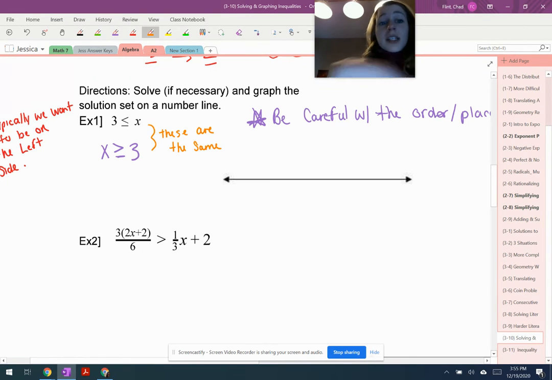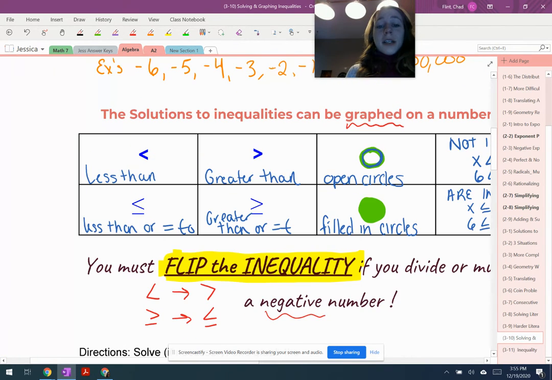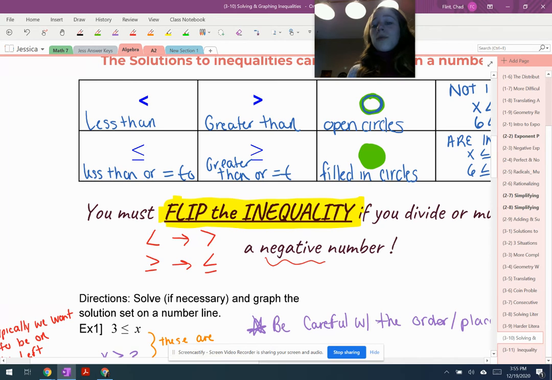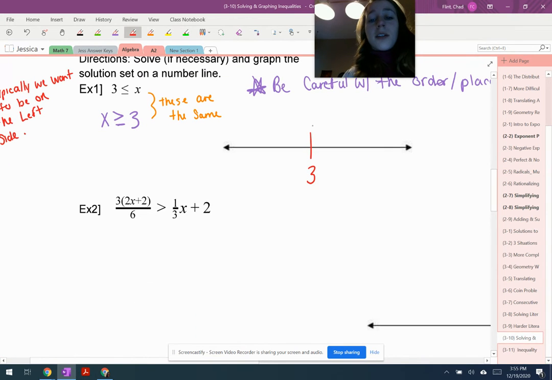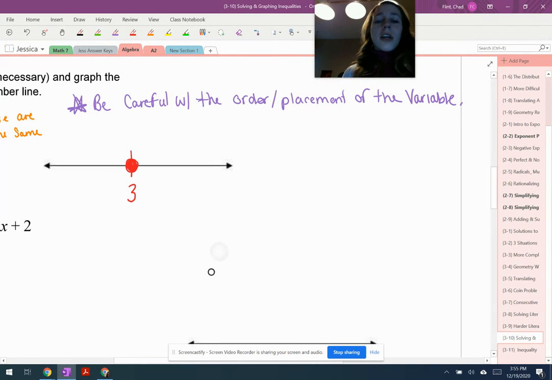So when we're graphing this, the number that we get when we're done isolating the x is what goes in the middle of our number line. And then I can go back to my chart here. It is an or equal to, so it gets that filled in circle. And then don't forget to shade.